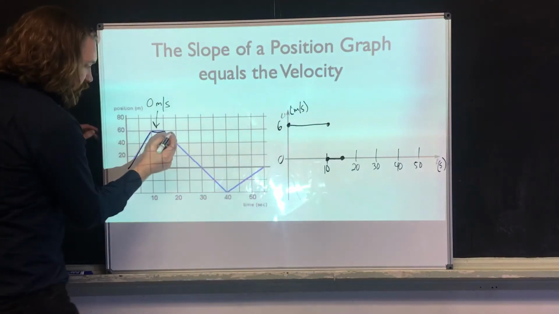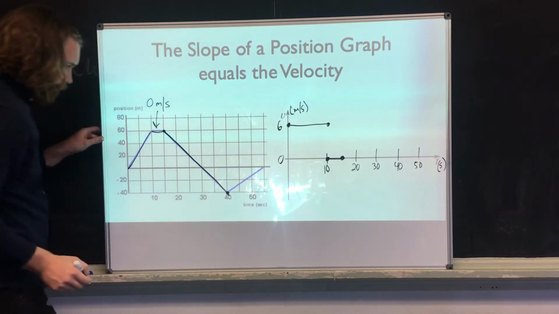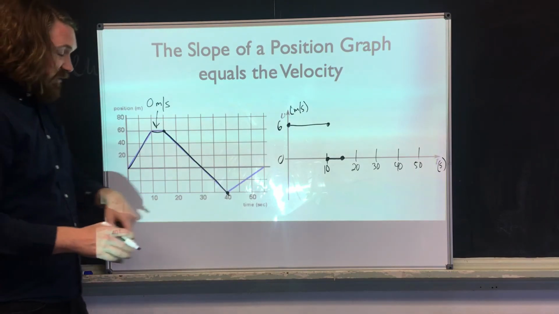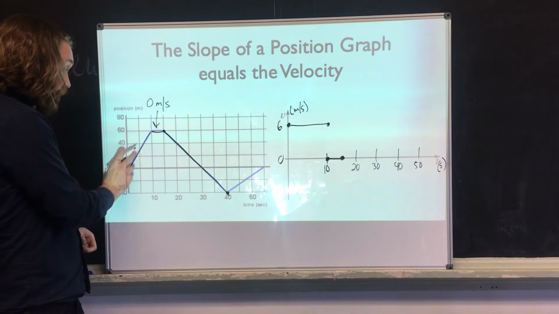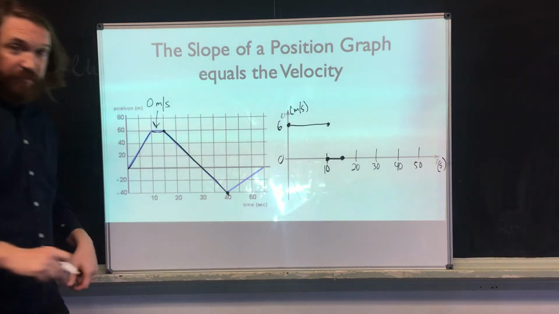Our next line goes from here all the way down to negative 40. This is a distance graph. Okay, so this is a lot easier. If the line goes up, we're moving forwards. If it's flat, we're stopped. And if it's going down, we're moving backwards.